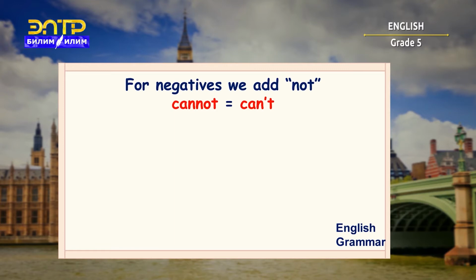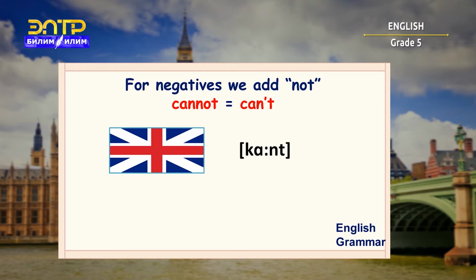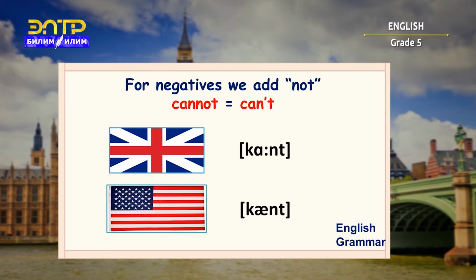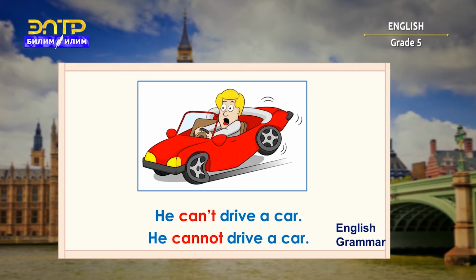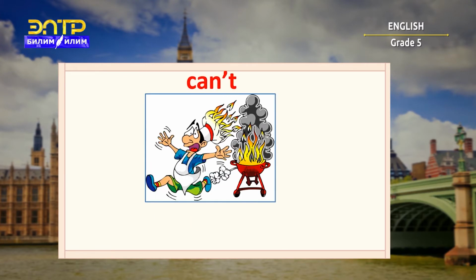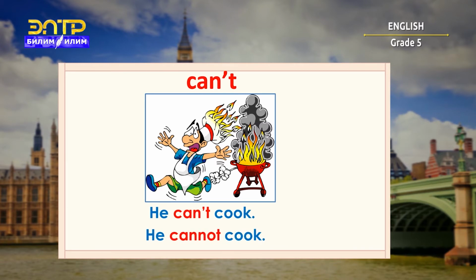For negative form, we add not after can. The full form is cannot, which is written together as one word. Contraction has two different pronunciations: the British English, can't, and the American English, can't. For example, he can't drive a car. He can't cook.